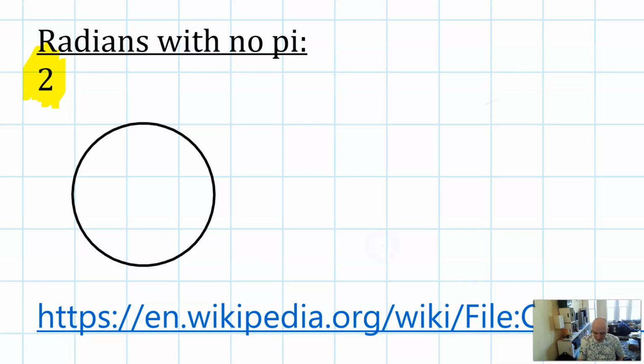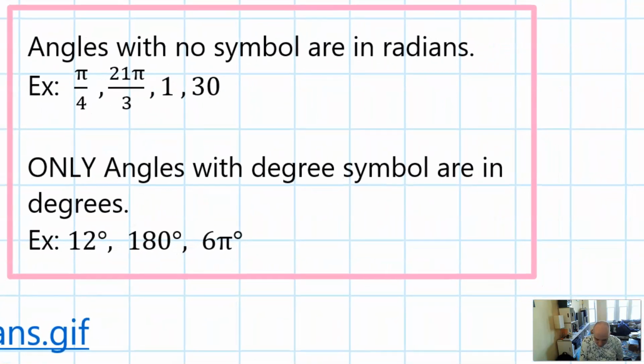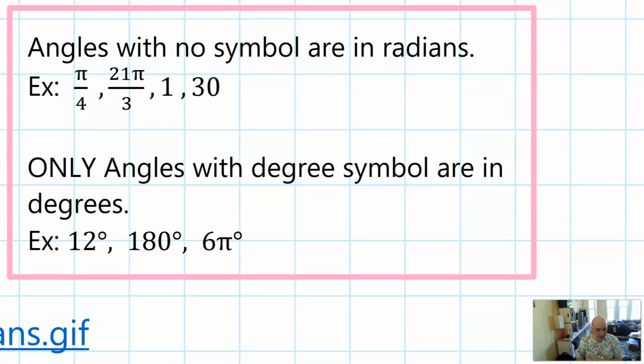It is not. In fact, before we get into this problem, I want to be really clear that from here on out, angles with no symbol are assumed to be in radians. So pi over 4 is in radians, 21 pi over 3 is in radians, 1 is in radians, and 30 is in radians. Angles with degree symbol are in degrees, 12 degrees, 180 degrees, and even 6 pi degrees. So really work on this idea that the pi is not the unit symbol of radians. It actually means something, and a radian can't exist without a pi.